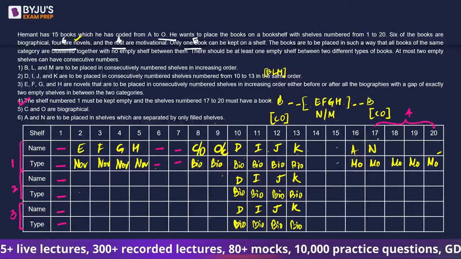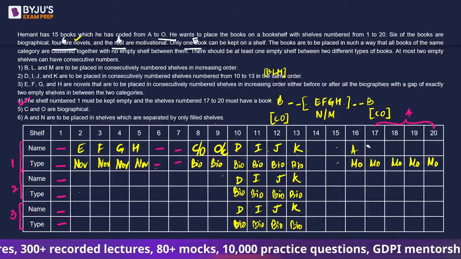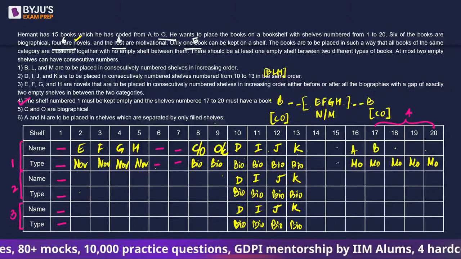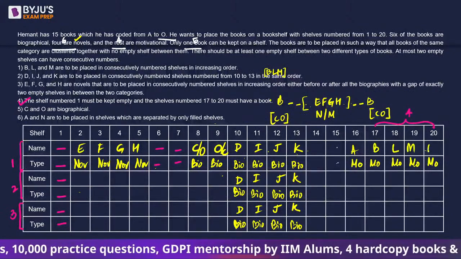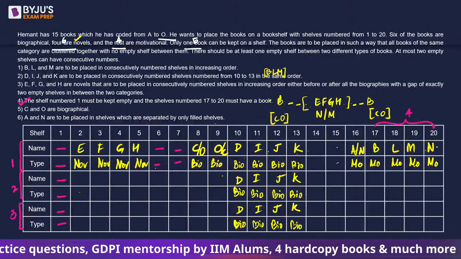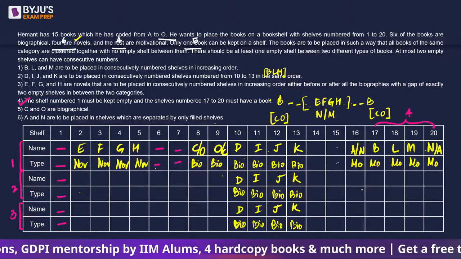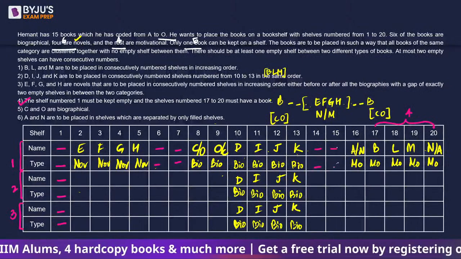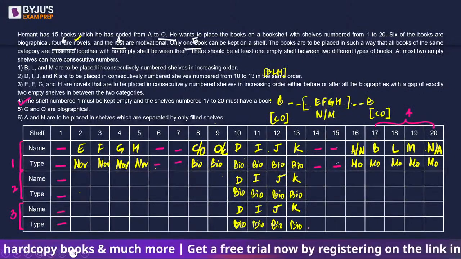Acha, they are separated, right? So we cannot have them consecutive. So A and gap, and BLM are supposed to be consecutive. So these are the only possibilities, right? We cannot have more cases in 16 to 20. That means there are 2 empty spaces between them.